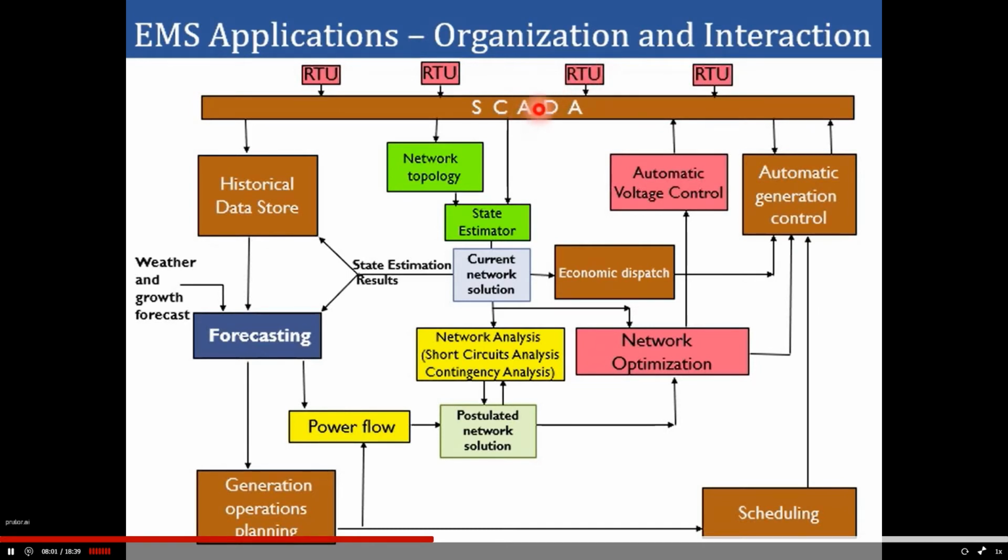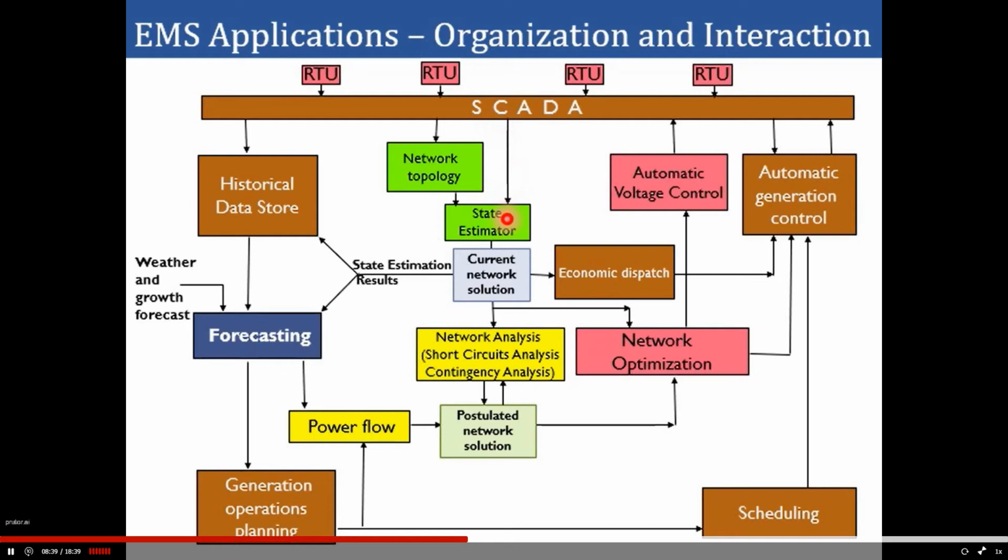Now this data is ready to be processed by various energy management system applications. So whatever we see below the SCADA layer is part of the energy management system applications. Now let's see how the data is being consumed by various applications. So the first application which will receive data from SCADA is the state estimator. It will first process the topology of the power system network. Then this topology will be shared with the state estimator application.